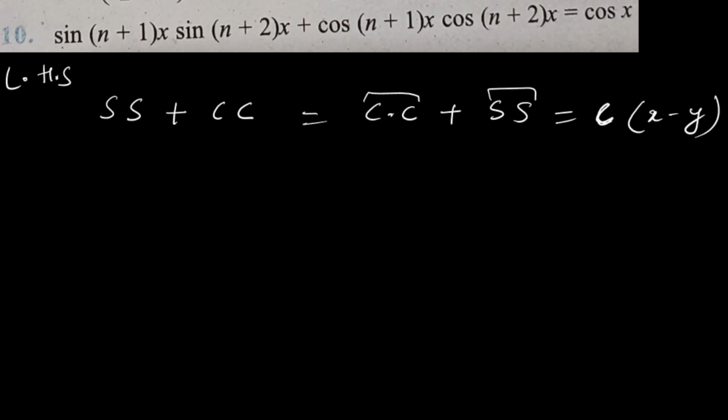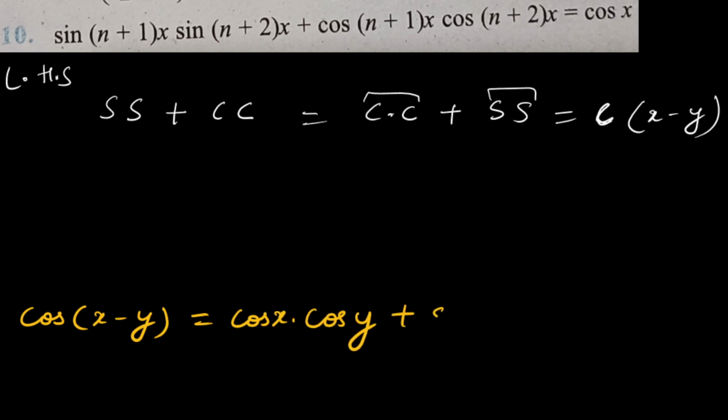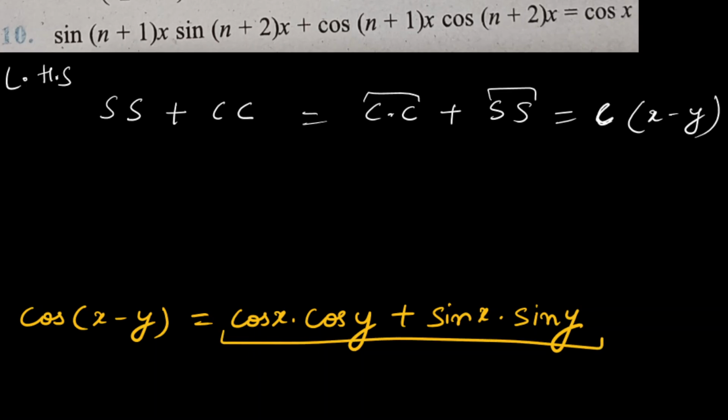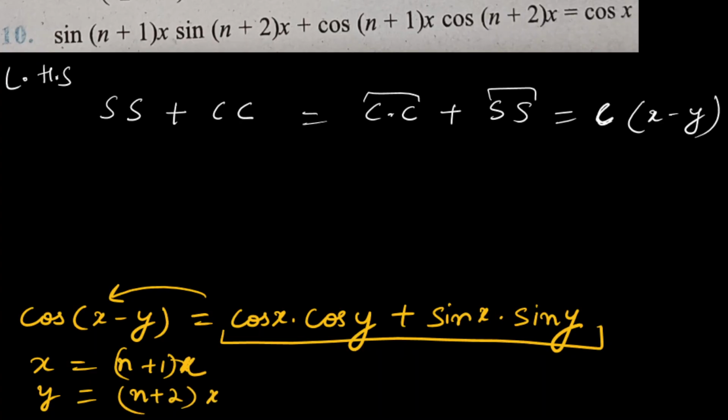First of all, I'll rewrite the formula for your understanding. Once again, the formula: cos(x minus y) is equal to cos x into cos y plus sin x into sin y. This is the cos formula, and this form is given to us. Like we did in the 6th question, we will write it in this form. Here x is equal to (n plus 1) into x, and y is equal to (n plus 2) into x. Accordingly, we have to substitute.